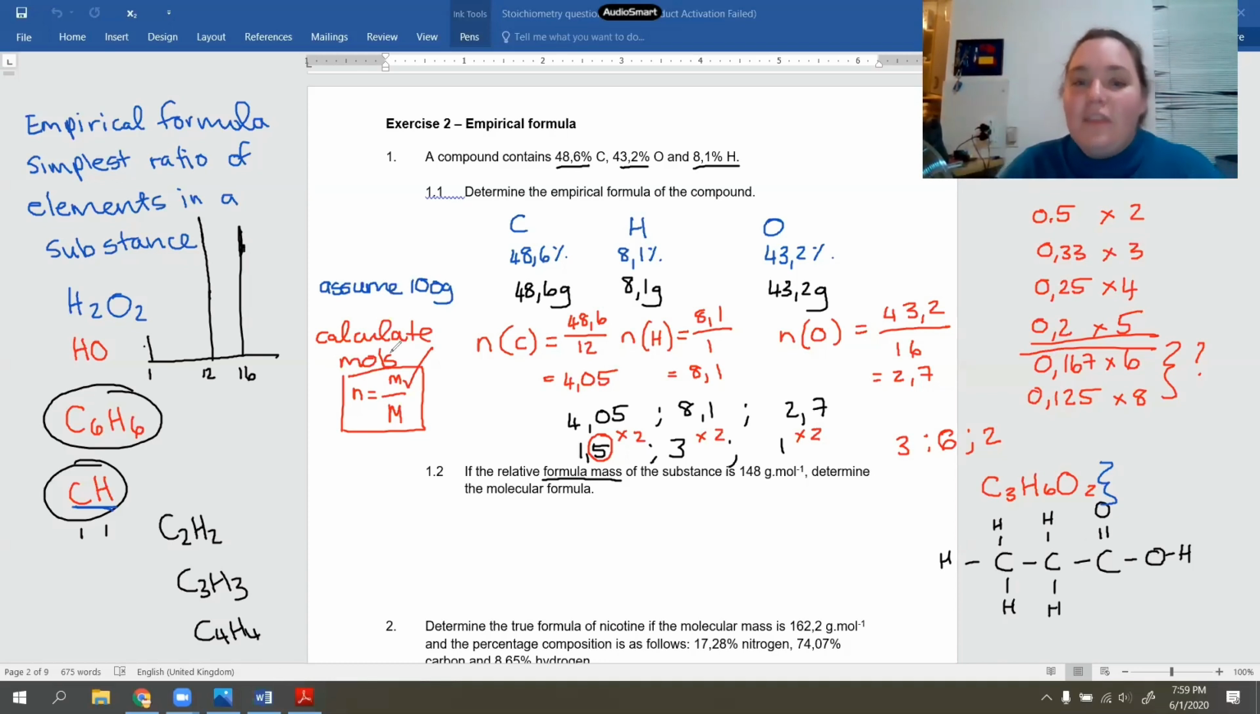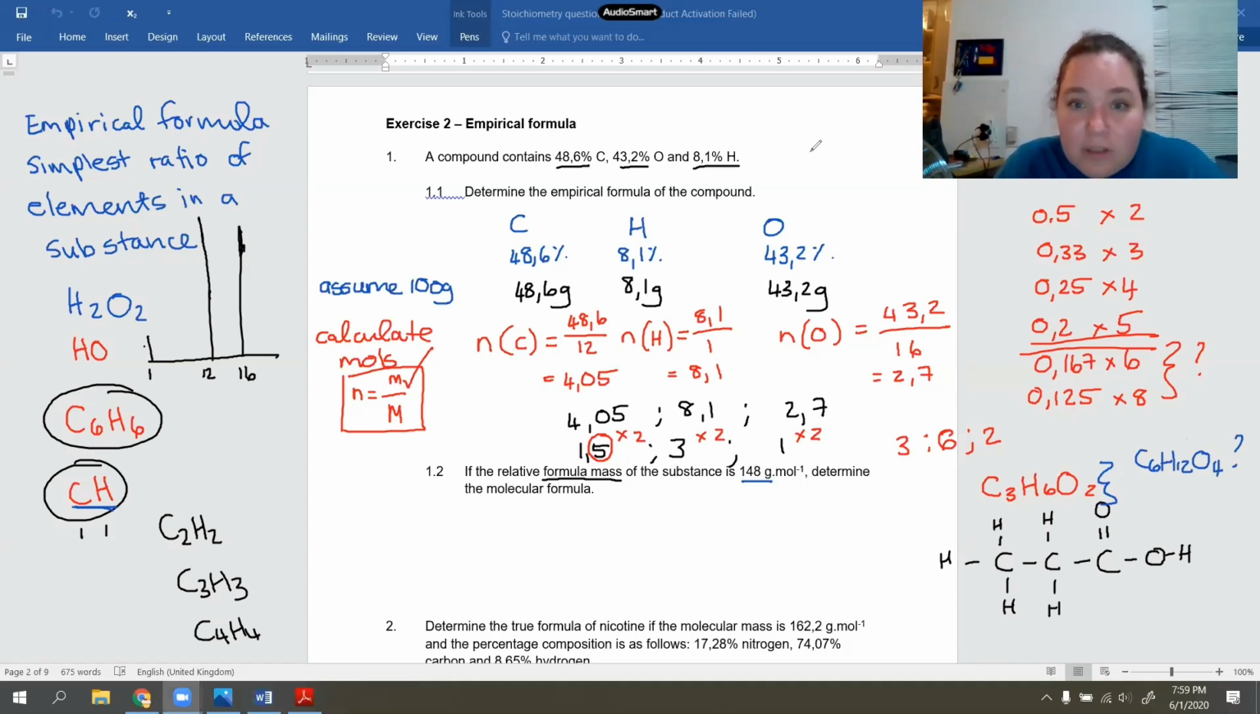Okay. Now they tell us that the formula mass of the substance is 148 grams per mole. We weren't sure that this was this formula. It may have been C6, twice as much, H12, O4. Could have been. Don't know. Okay, so we're going to use the formula mass to determine whether we're right there.